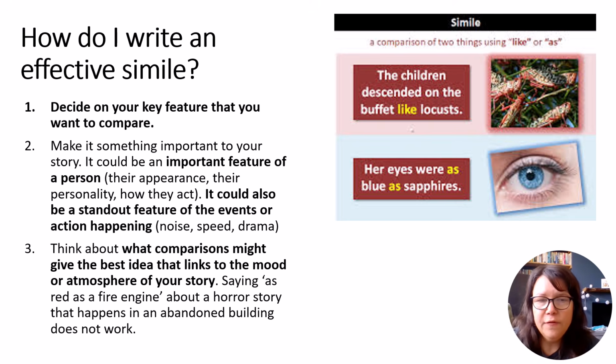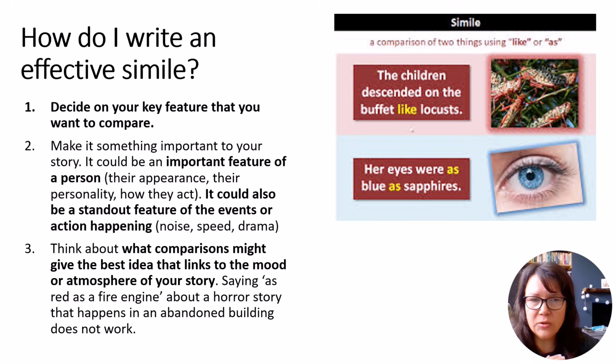So again, for your similes, we're going to think about a standout feature of a person in your story, and it has to be relevant to the story. So for example, if in the story you've got something that happens at night time and it's pitch black, but one of the people in your group has got very, very white blonde hair and it would be obvious, you could still see it at night time, then that standout feature can become relevant to the story. Okay, you could also choose a standout feature of an event or an action that's happening.